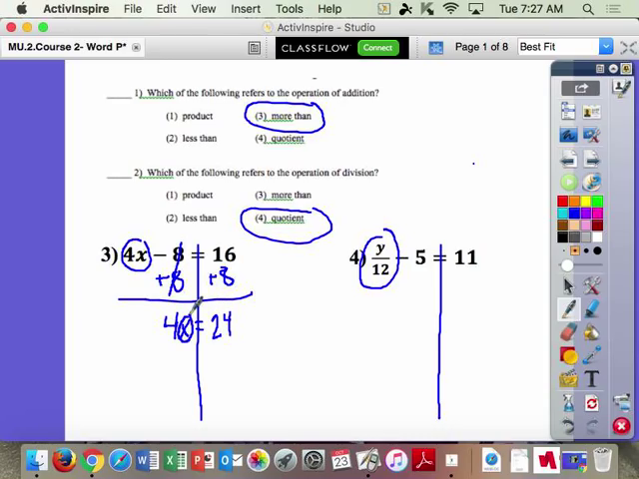I want to get this x alone, so what do I need to do to both sides? Divide by 4. So this cancels out, leaves me with 1x or just x, and that equals 6.